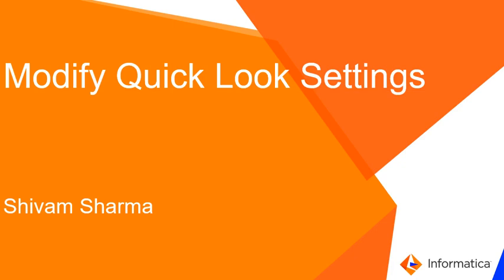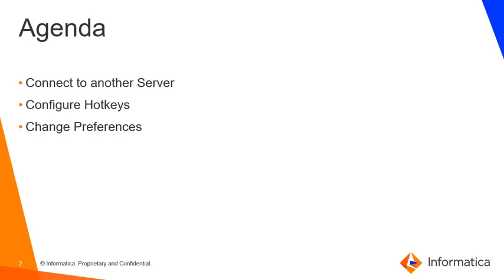In this video, we will discuss how to modify quick look settings. Before proceeding further, let us take a look at agenda for today's video. The topics we will discuss under this video are how to connect to another Axon server, how to configure hotkeys, and how to change preferences. Let us proceed to the first topic on how to connect to another Axon server.